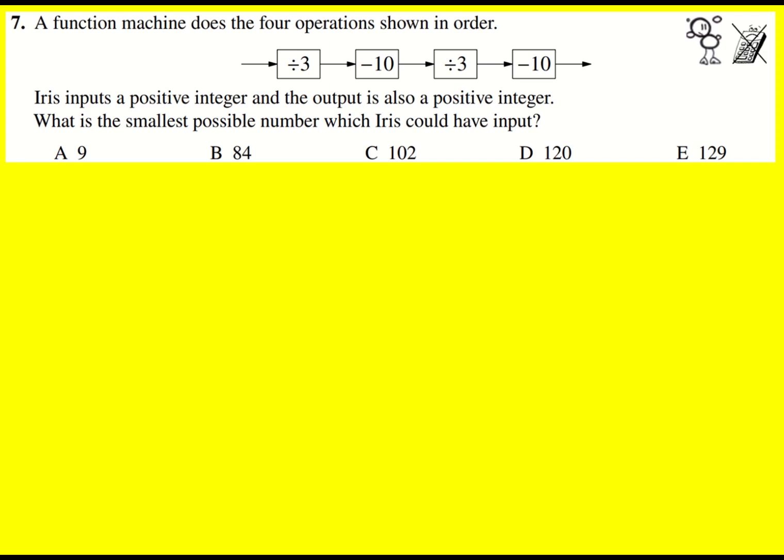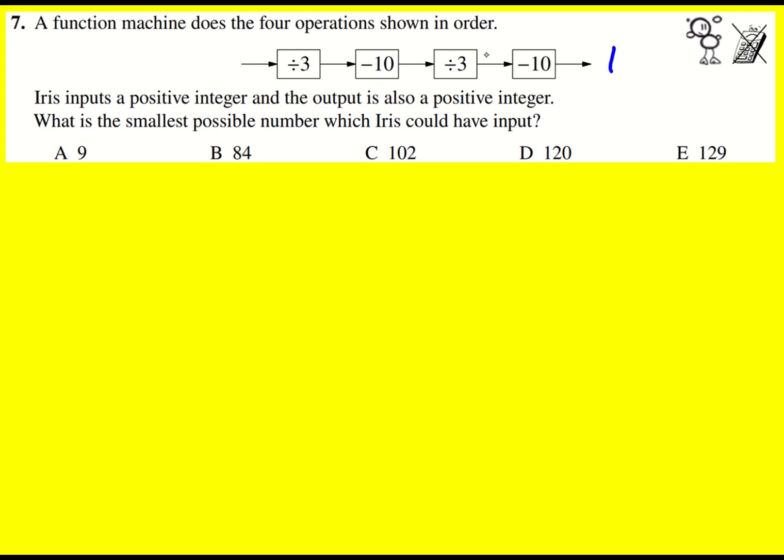The way I did it is I basically looked at, like it says the output is a positive integer. So I chose the smallest possible positive integer as the answer, and that's going to be 1. Because what's happening is it's getting smaller every single time. That's something I noticed, and hence that's why I went with 1.